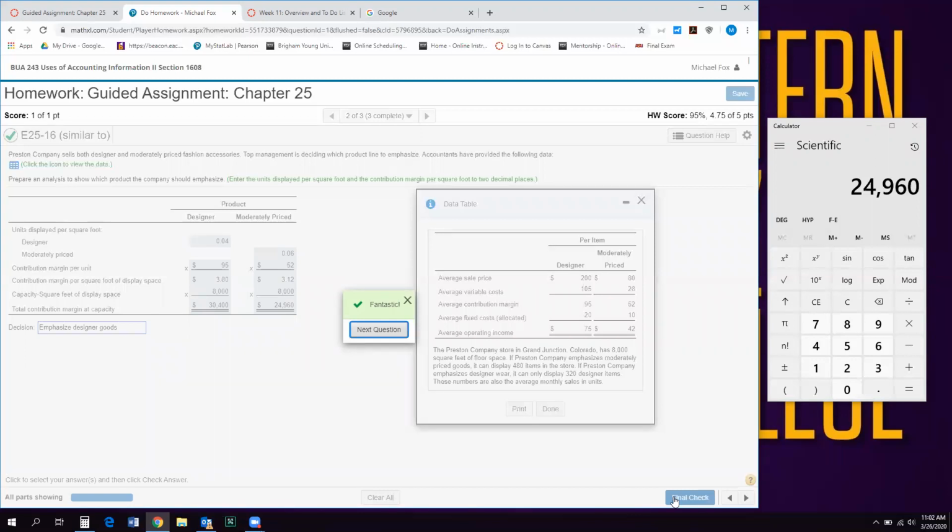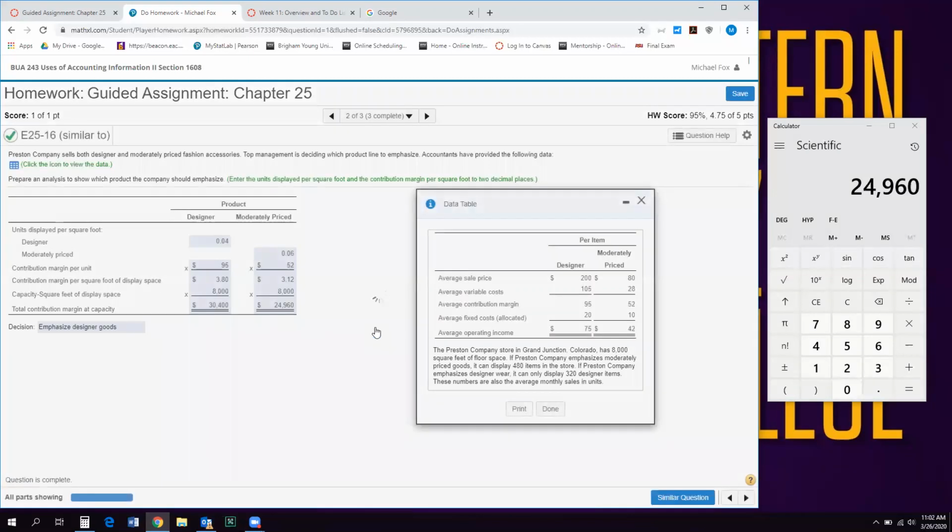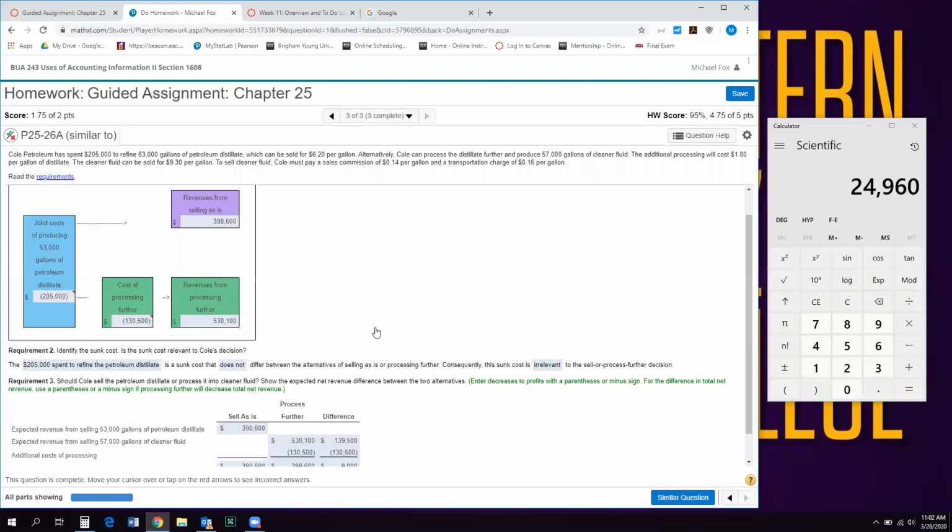Of course, in real life, there might be other questions like our sales volume at the given price point, right? Like maybe we're in a low income market, so we couldn't sell as much designer stuff. But this is simplified for this problem, is we're just going to assume that we can make more contribution margin based on that info.